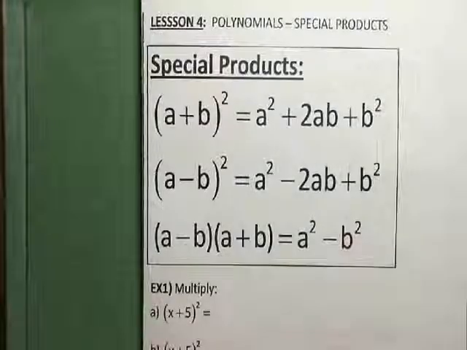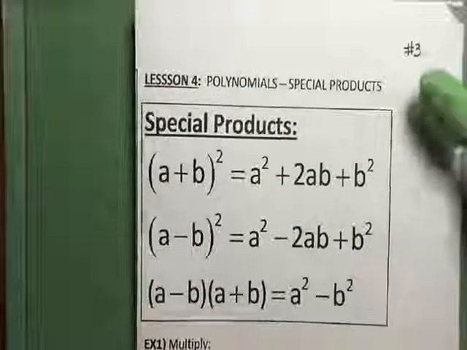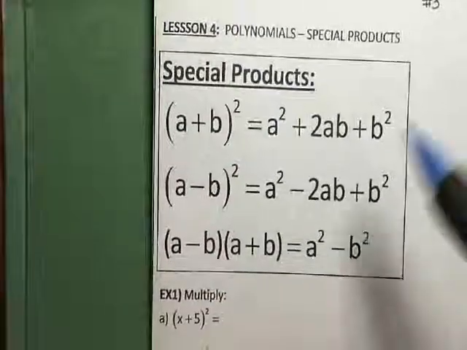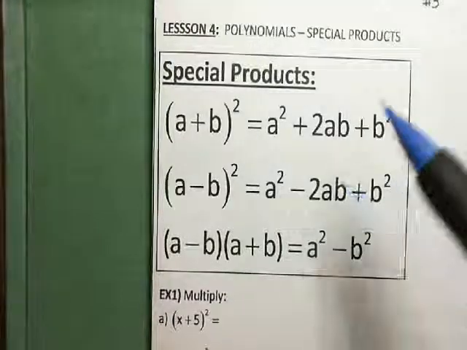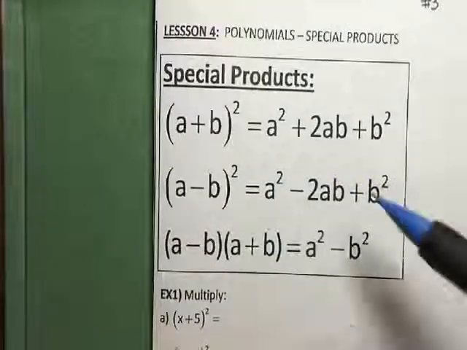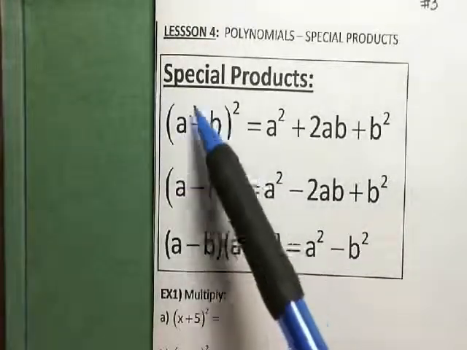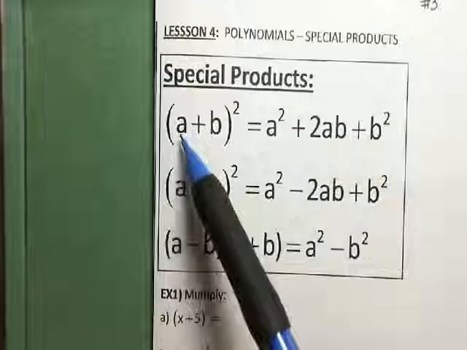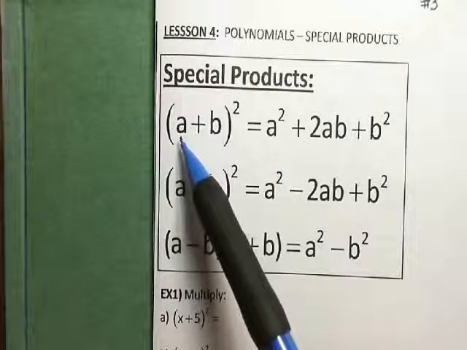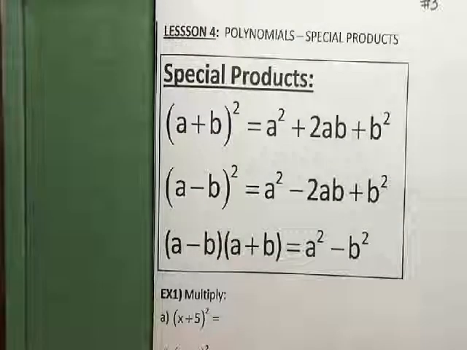Going to be lesson 4, polynomials, special products. This lesson is found on page number 3 of your notes. So first of all, we're going to start with these formulas that mathematicians have come out with after multiplying polynomials many times. They found a pattern whenever you have something in this format. Letter A is representing the first term, and letter B is representing the second term.